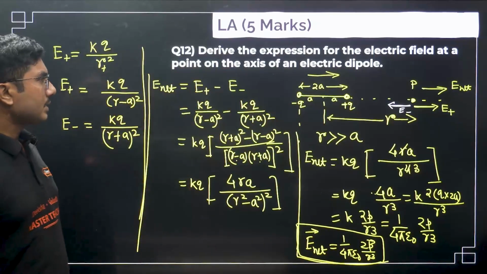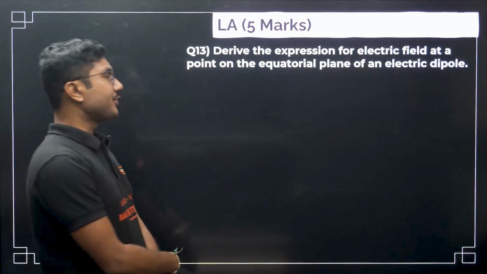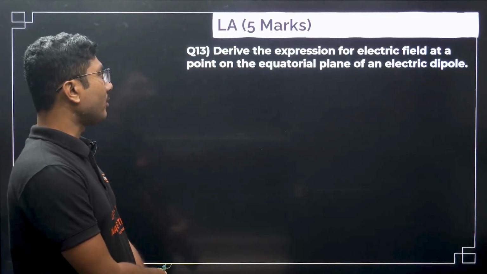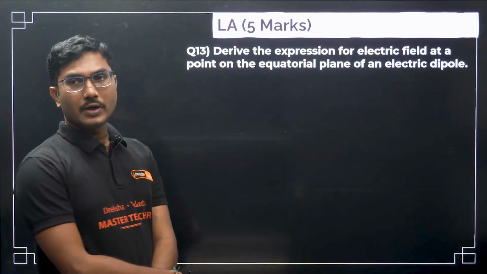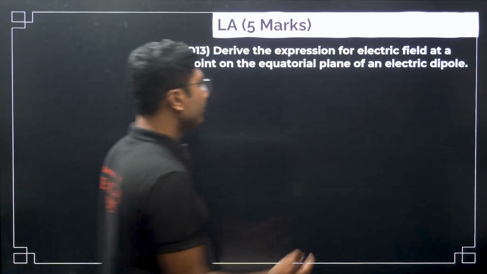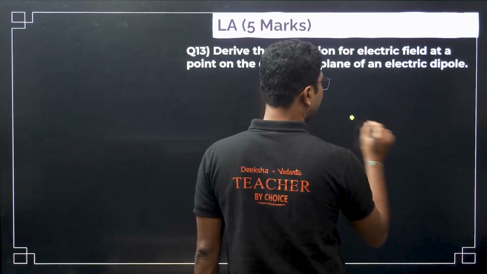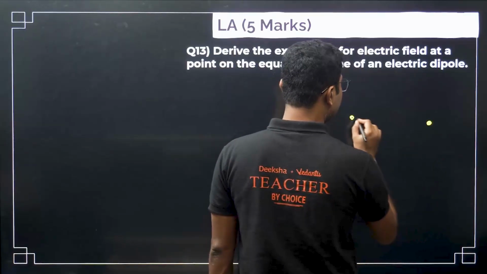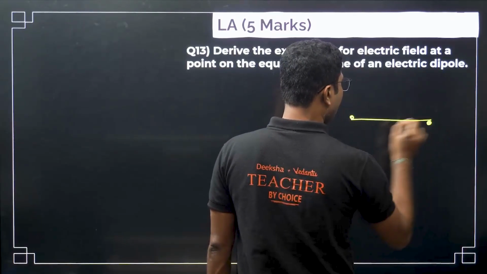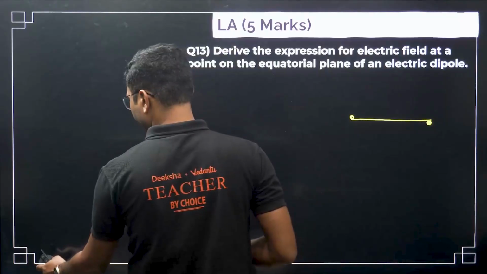Now next, derive the expression for electric field at a point on the equatorial plane of an electric dipole. So now we will do the equatorial plane one. It is slightly more complicated than the previous one, but again this is also very important.